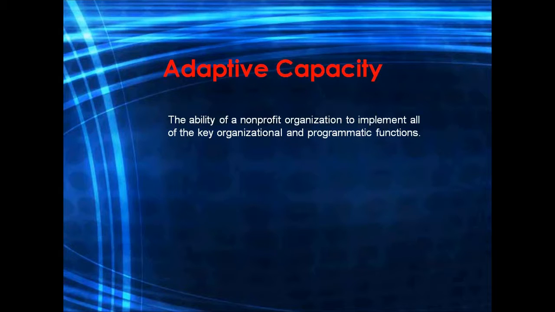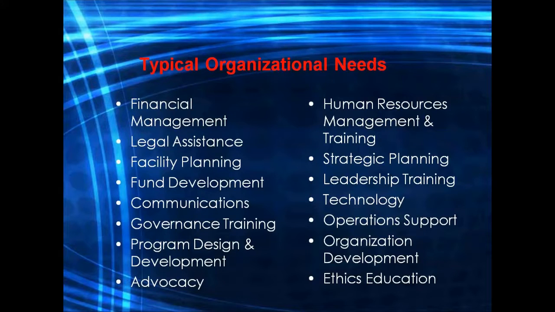The nonprofit agency has to have the ability to implement all the organizational and programmatic functions, but this fits as well under the technical capacity. Those are the four core capacities that are required of every nonprofit agency. Now let's take a look at some of the typical organizational needs.